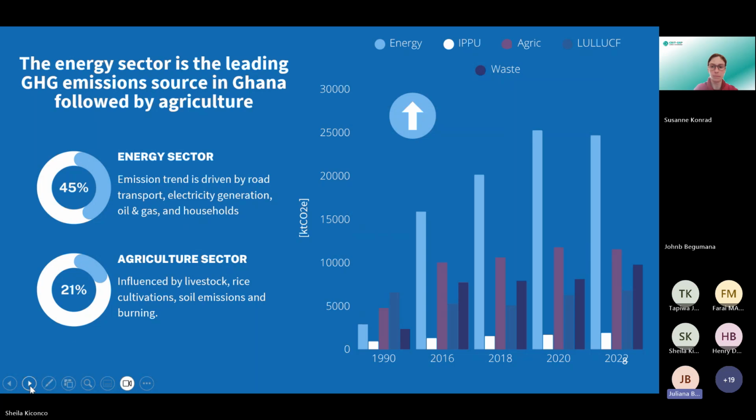The energy sector, according to the latest GHG inventory, has the highest emissions, and this is mainly driven by road transport and electricity generation.